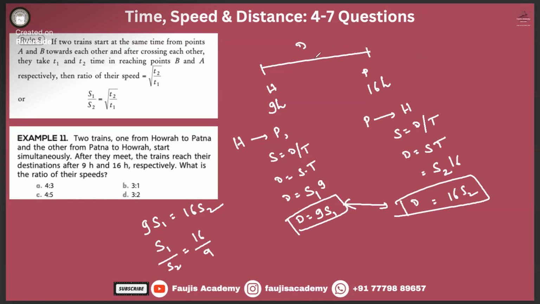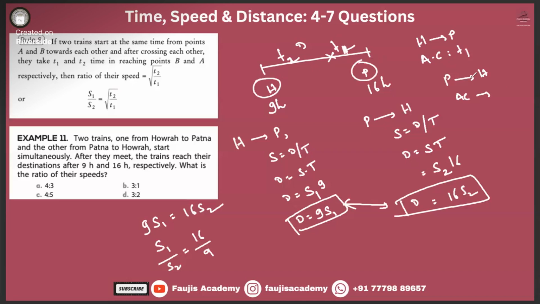Let's say they crossed each other, and it takes only 9 hours. That means this one was faster. After crossing, they reached here at T1. After crossing, this one takes T2, and this one took T2. The one going from Howrah to Patna, after crossing, let's call it AC, took T1 time. This one is T1, right? Yeah, this one is T1 time, and from Patna to Howrah, after crossing, how much will it take?